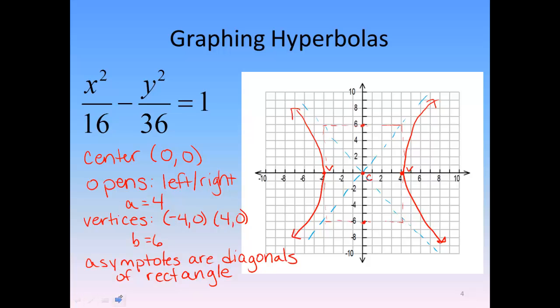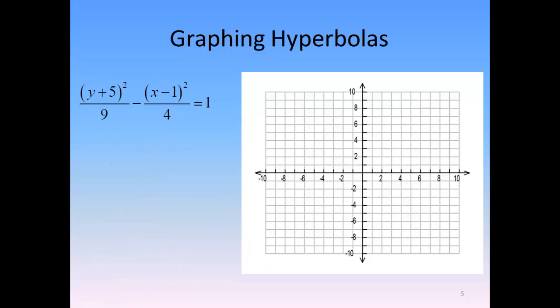Let's take a look at one more of these. This time it's going to be off center, so this time my center is going to be at 1, negative 5. This one opens up and down because the y is positive. So let's graph the 1, negative 5 as my center.